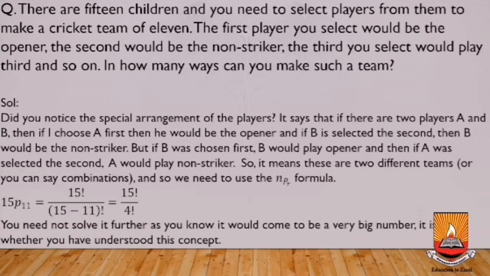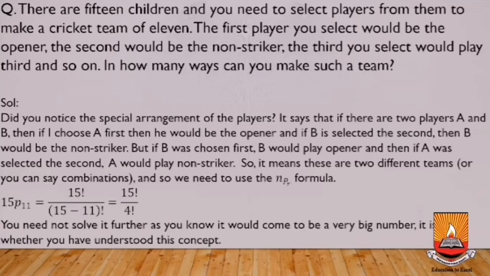So you see this special arrangement of the players. There are 15 players same, and you need to make a team of 11. Same, isn't it? No. This time the first player you select has to play first, and second player you choose has to play second. It means that if you had two players in the bank, A and B, and if you choose A the first and B the second, then A would be the opener and B would be the non-striker. But if you chose B the first, then B would be the opener and A would become the non-striker. And you see, these are two different teams because it matters a lot, right?